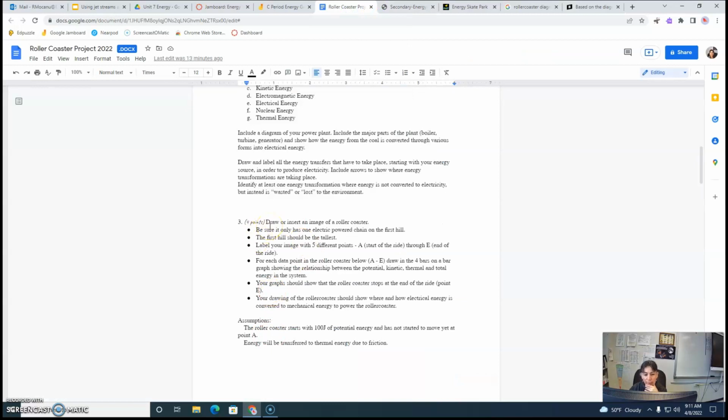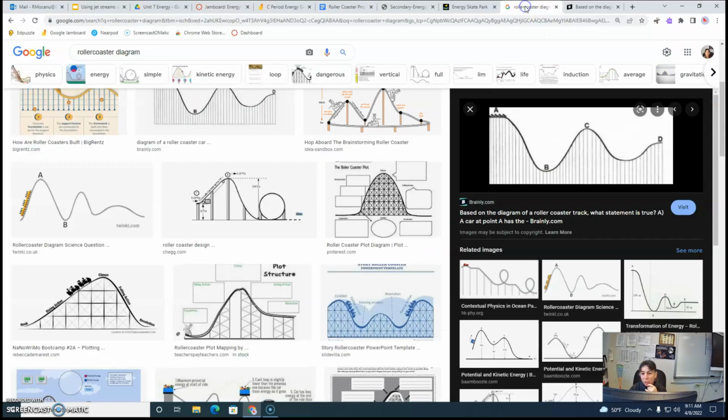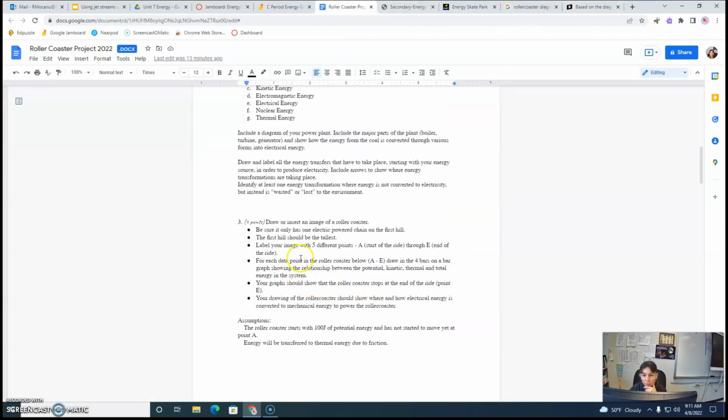So for number 3, it's asking you to draw or insert an image of a roller coaster. And it has these requirements. It only has one electric power chain on the first hill to bring it up. The first hill should be the tallest. It is asking you to label your image with 5 different points, A at the start of the ride, all the way through E at the end of the ride. So something similar to this, but yours would also include point E, okay? That kind of labeling is what I am looking for.